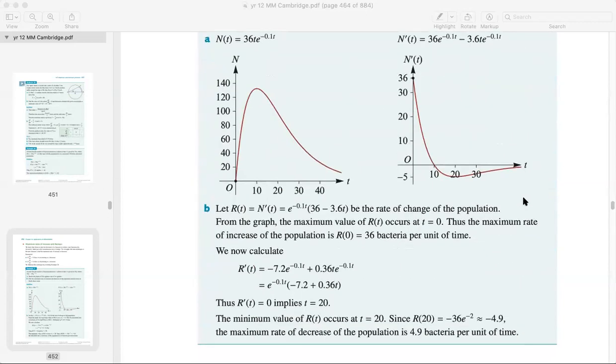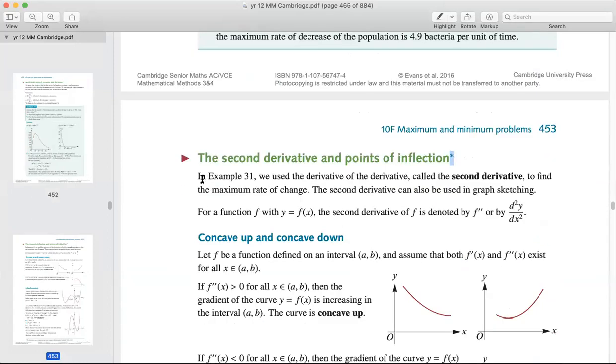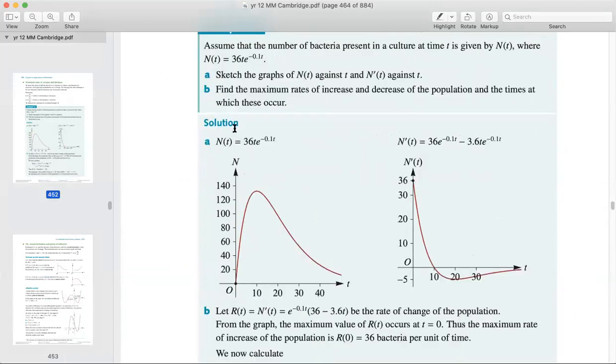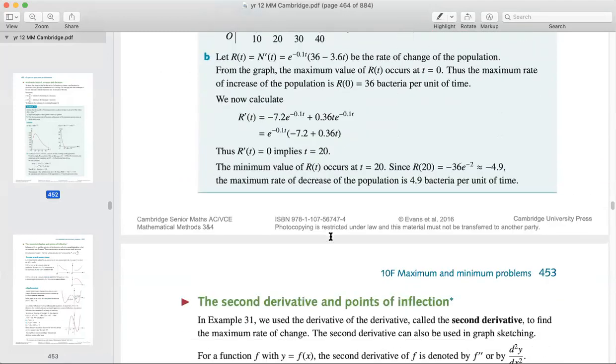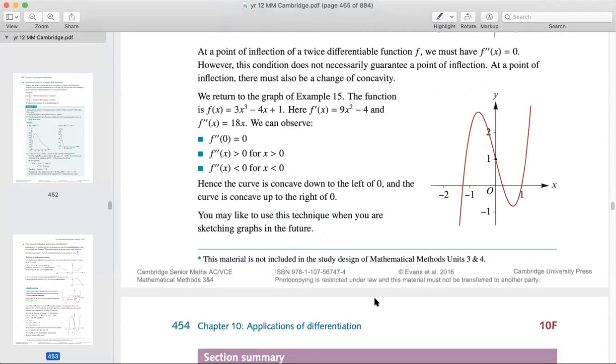Derivative of the derivative. And this one you suddenly realize is the second derivative and points of inflection. But since there is a star over here, this concept is not examined, so they're not going to tell you the name. Over here in example 31, if you have time, you can look at this one. We use the derivative of the derivative, called the second derivative. But this concept is not required for math methods. This material is not included in the study design, which means they're not going to test you.